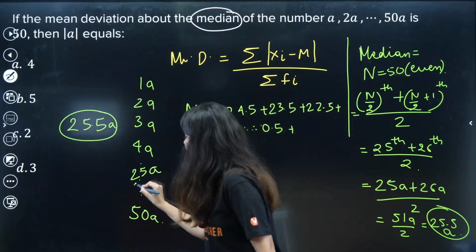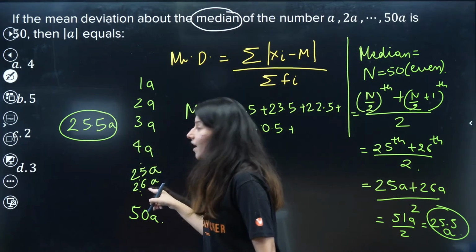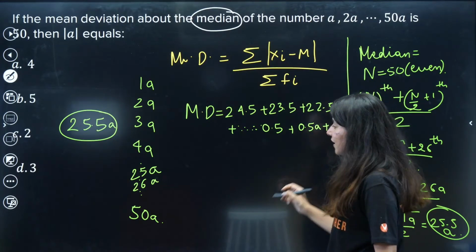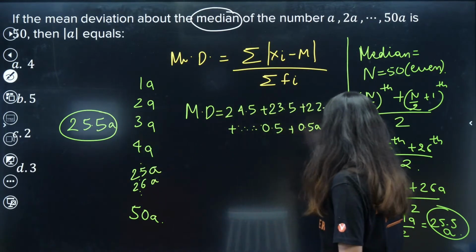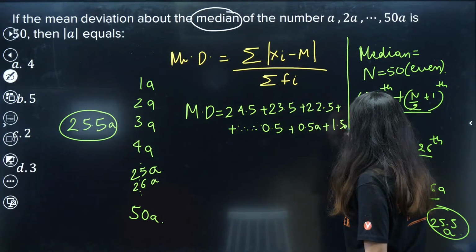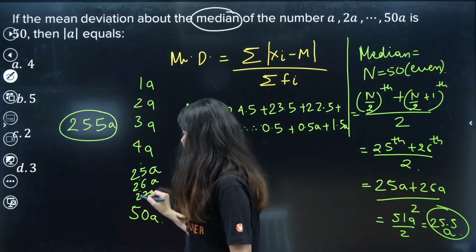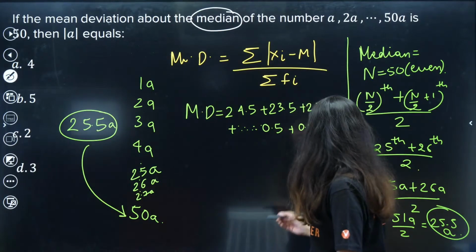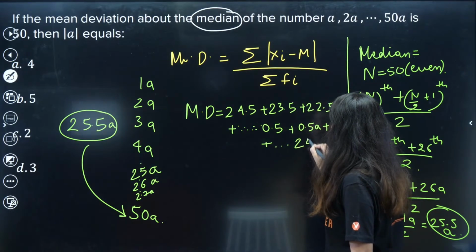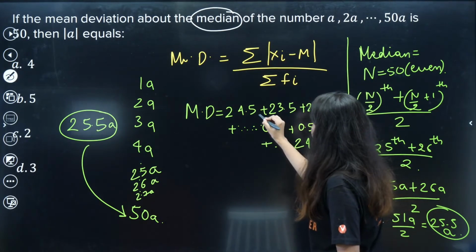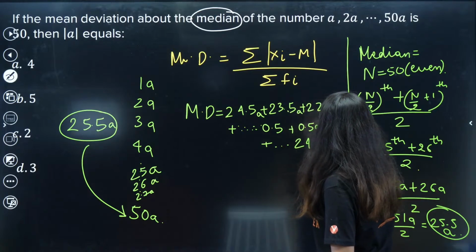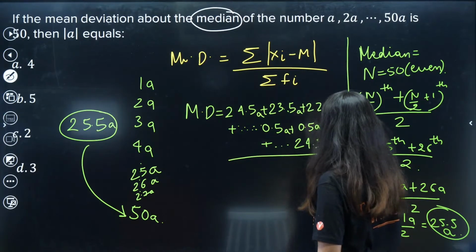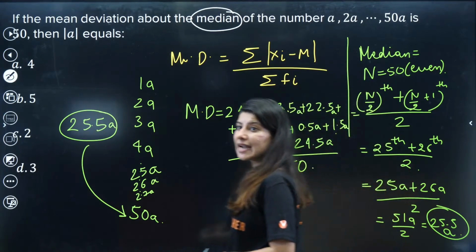Then for 26A we get what? Again 0.5. Can you see? For 26 we get again 0.5. Then for 27 we get what? For 27A, if you subtract, you get 1.5. And the last term you are going to get 24.5A. Right? And the whole thing upon how many observations? 50 observations.